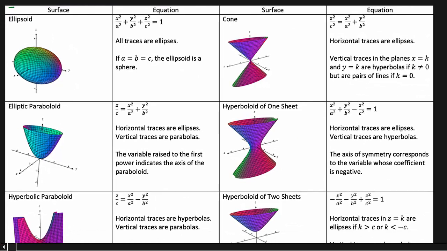And then a hyperboloid of one sheet. Well, we just did that one. Okay, and make sure you note this. Notice how only the z has a minus on it. So horizontal traces are ellipses, vertical traces are hyperbolas. Okay, we went through all that. That's fine. Now, it says the axis of symmetry. Okay, so notice the minus here. That's running this way. The axis of symmetry corresponds to the variable whose coefficient is negative.